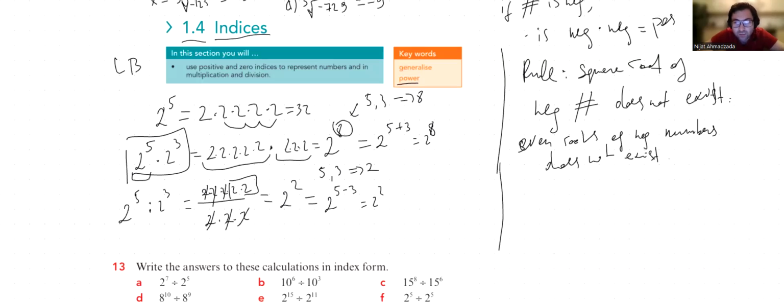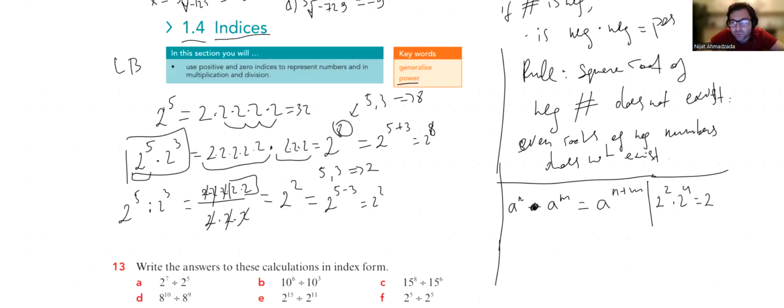Let's write it down. The rule is, if you have a number to the power of n times the same number to the power of m, the answer will be the number to the power of n plus m. The example is 2 to the power of 2 times 2 to the power of 4, which will be 2 to the power of 2 plus 4, which is 2 to the power of 6.